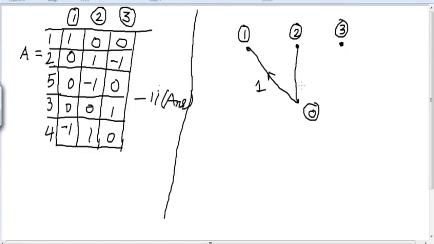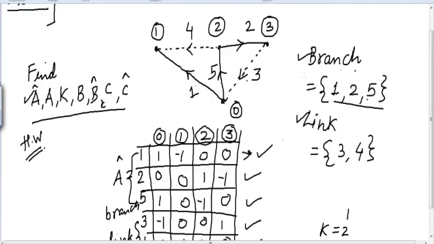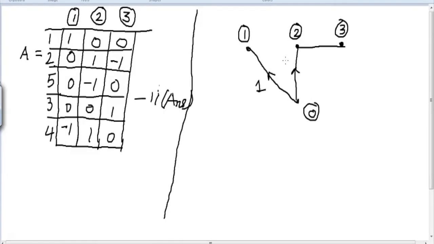Then this is our next one. And this is our next branch. So please check the directions as well, because if the directions go wrong, then your answer will also go wrong. Okay. So this is what our system is.